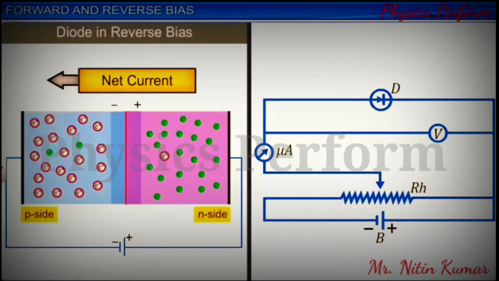In the circuit diagram, the current in the circuit is measured using the microammeter. The potential difference across the junction is measured using a voltmeter V, and the applied potential difference to the diode can be varied using a rheostat RH. The diode is connected to the terminals of the battery such that its P side is now connected to the negative terminal of the battery, and the N side of the diode is connected to the positive terminal of the battery.